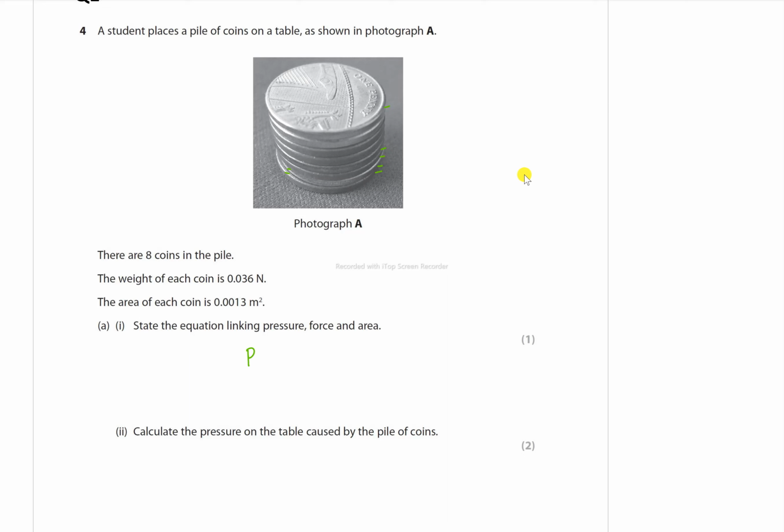So we're going to write it down as words. Pressure equals force divided by area. Yeah, so P equals F over A. You can remember it as force divided by area.